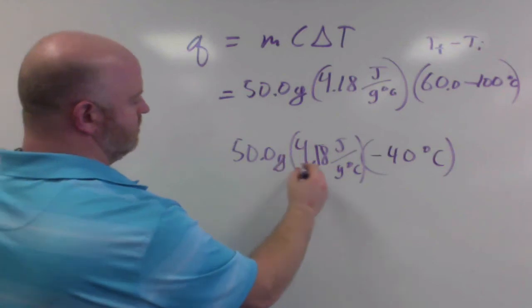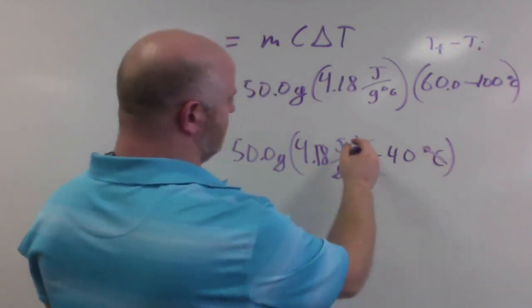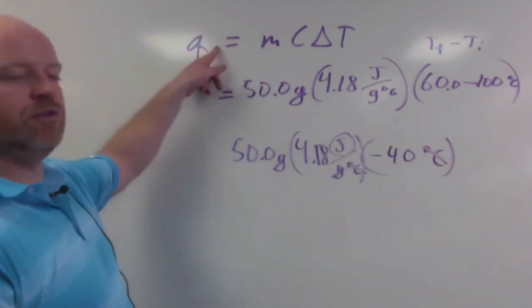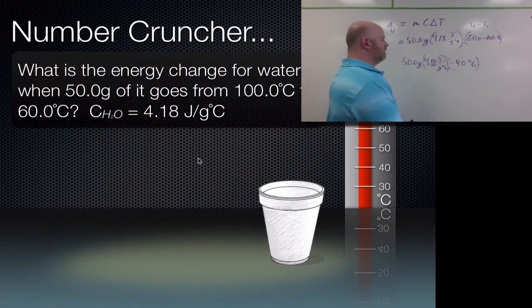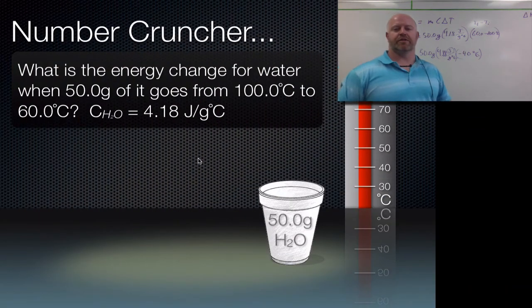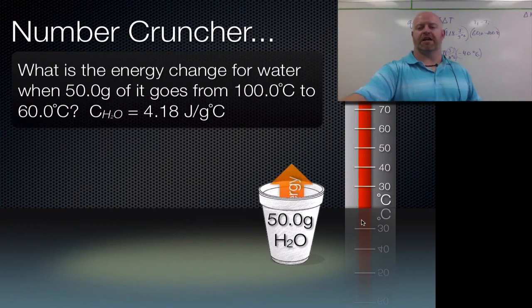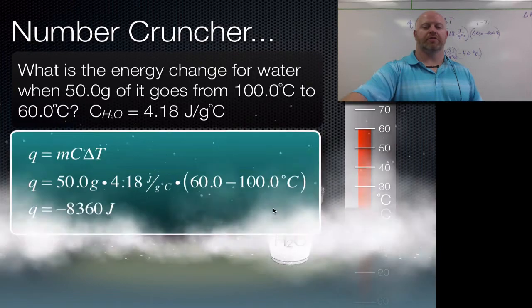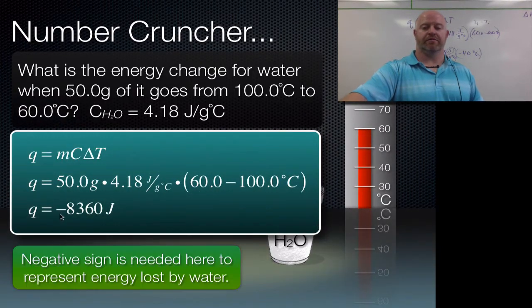And we notice that grams and Celsius cancel, so we're left with joules, because Q is labeled in energy, in joules. If we plug these numbers in, we will see that as the temperature goes down, energy had to be released for those 50 grams. So as a result, we end up getting a negative 8,360 joules of energy. That negative sign is definitely needed here because it represents that energy is being lost by the water, that the water is not gaining but losing that energy.